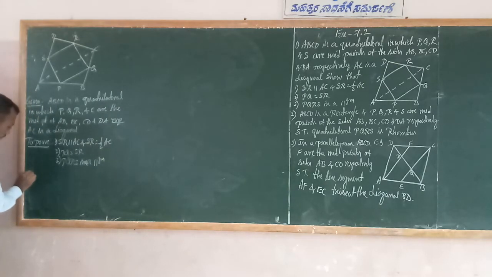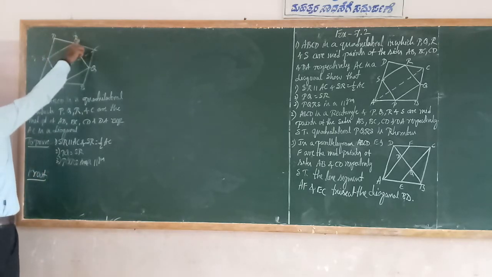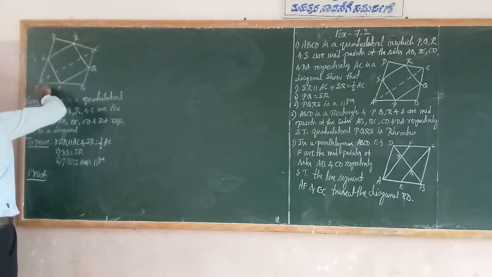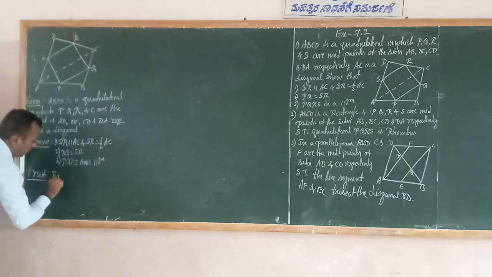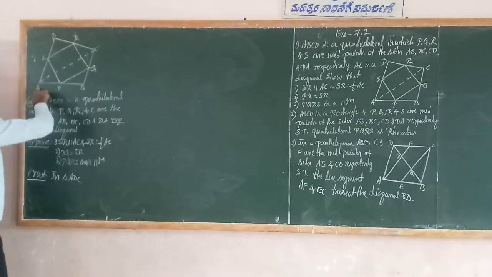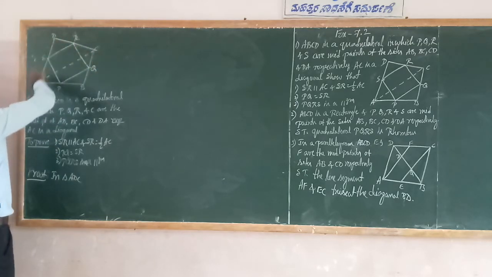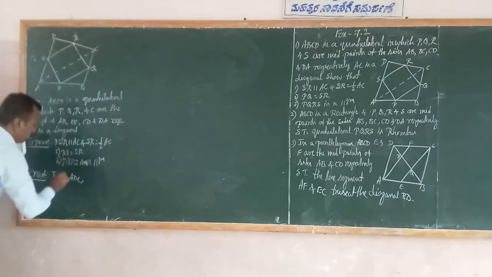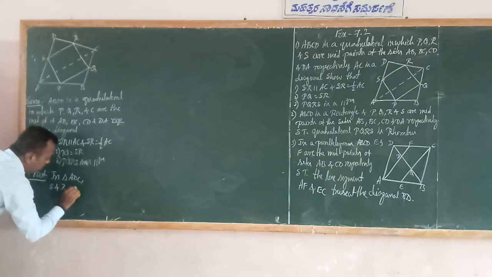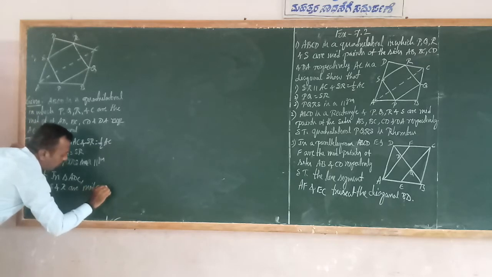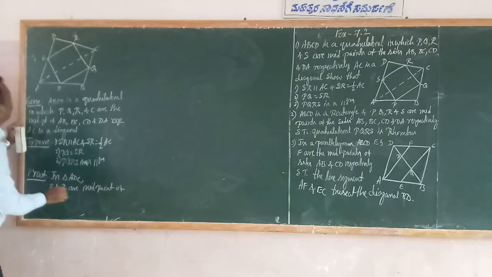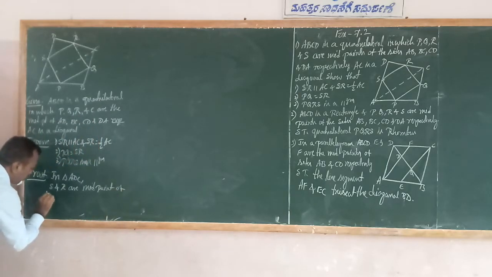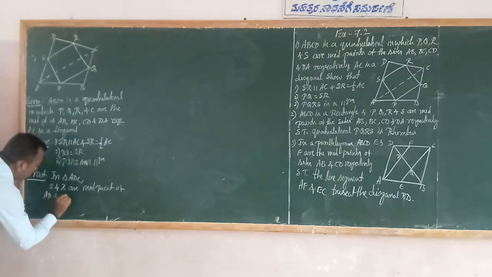So next, the proof. Here S and R are the midpoints of AD and CD. First, we have to consider triangle ADC. Because AC is a diagonal, ADC is one of the triangles. In that triangle, S is the midpoint of AD and R is the midpoint of CD respectively.